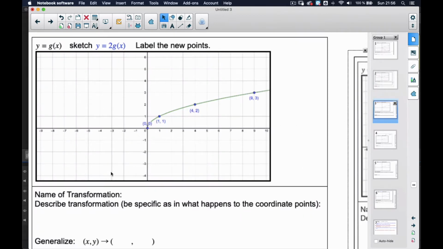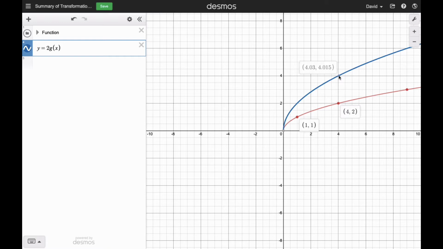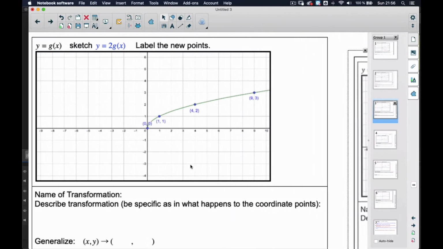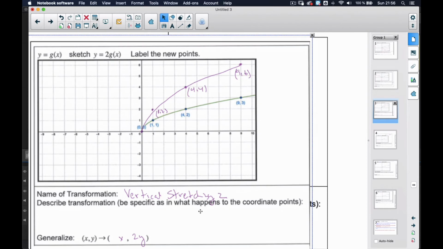Looking at this one here, you should be thinking about what happens here, and I'm going to put the 2 in front. So if I get rid of this negative, make this a 2. Now this value here at 1, 1 came up here being 1, 2. 4, 2 became 4, 4. 9, 3 became 9, 6. And all the y values get multiplied by 2. And so this is what happens to the graph. It's a vertical stretch by 2. So the x values stay the same, but the y values get multiplied by 2, as you can see here.